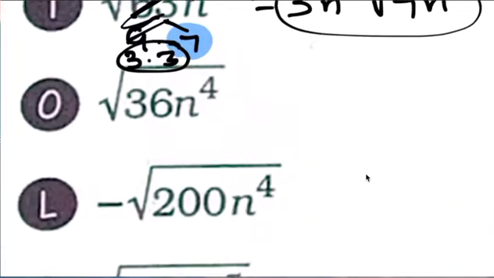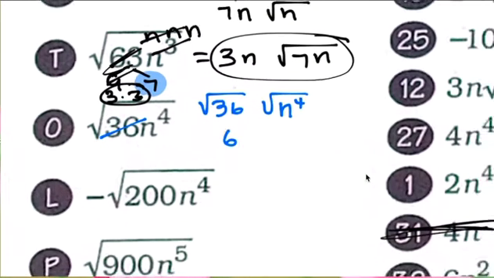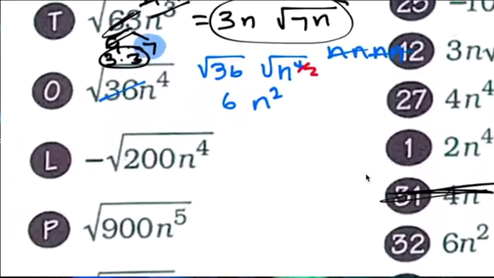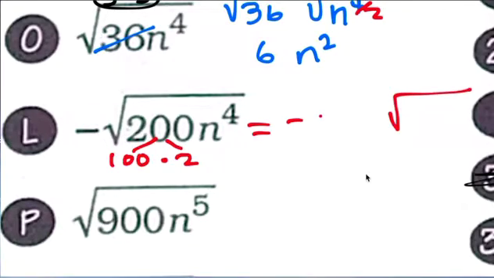Or this one here, you get the square root of 36, which is 6, square root of n to the fourth, which means there's 4 of them, so you get n to the second. Or the shortcut is you divide by 2, n to the second. So here you would get negative 200, so it's 100 times 2. So your answer is a negative something, right? Square root of something. Okay, so that's 10 times 10.